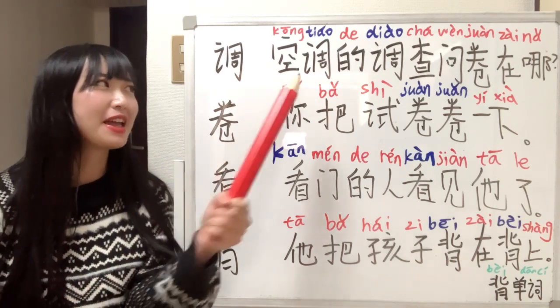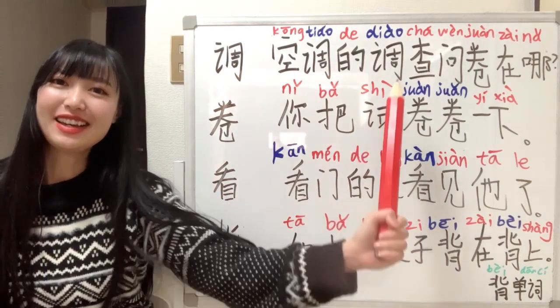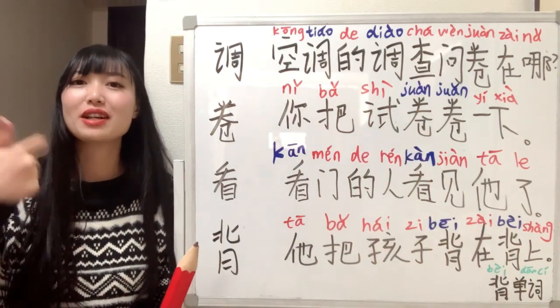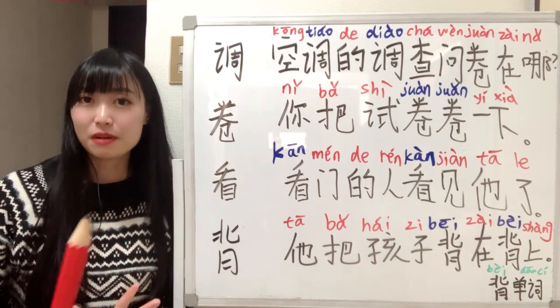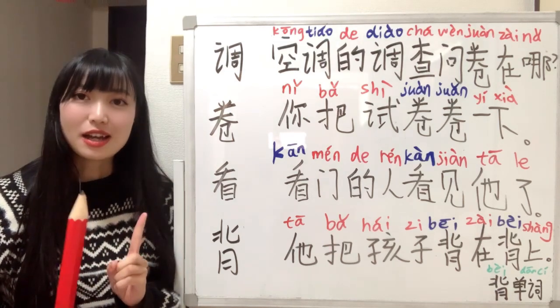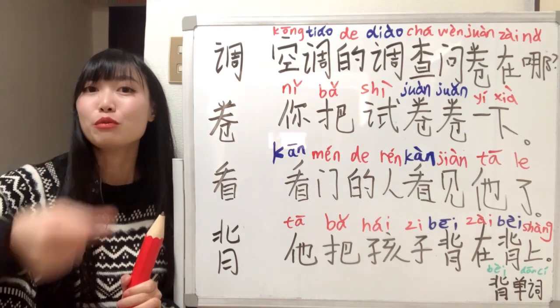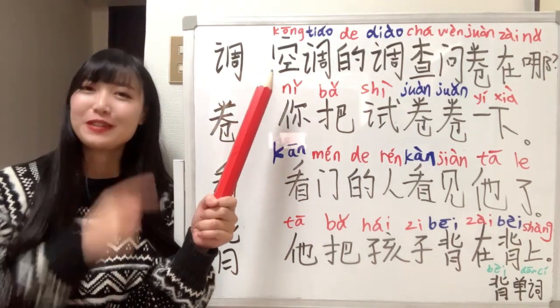It all depends on the other character. For example, 空调, and here is 调查. If it's just 调 or just 调, both of them are verbs. So 调 means to address, and 调 sometimes means to move. Okay, let's go back to this sentence.